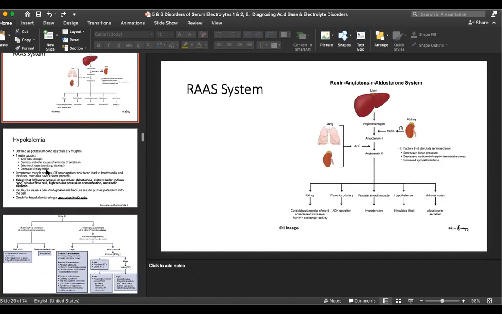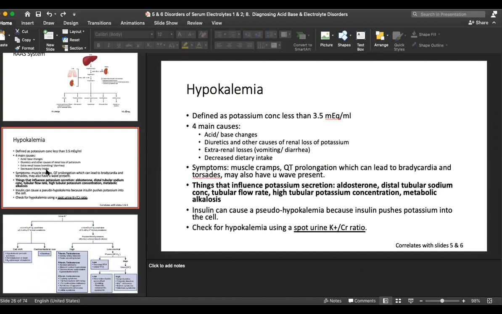The RAAS system. Okay, so we've got hypokalemia, which is less than 3.5. Our main causes are going to be acid-base change, diuretics, extrarenal losses, vomiting, diarrhea, or decreased dietary intake. Our symptoms are going to be muscle cramps, QT prolongation, torsades, and there might be a U wave present.